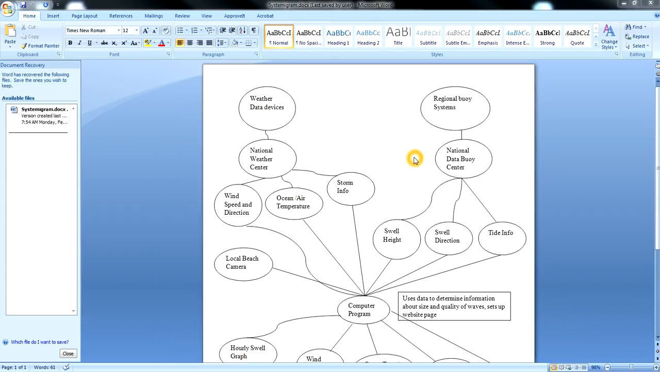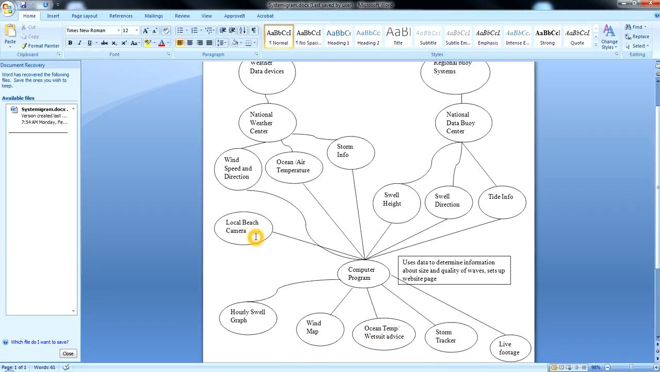This is the systemogram for SwellInfo.com. The two main inputs that it starts with are the weather data services and the regional buoy systems placed throughout the oceans. The weather data is collected by the National Weather Center, and from there they produce data on the wind speed and direction, ocean and air temperature, and info on any current storms. The buoys go to the National Data Buoy Center, and from there they turn that into information on the swell height, swell direction, and information about the tide.